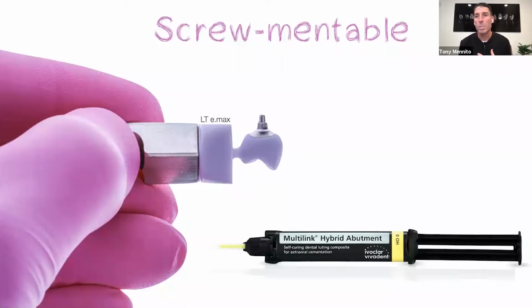When we have these, the responsibility of marrying the emax crown to the abutment falls on me as the dentist. So this Multilink hybrid abutment cement is my go-to. You can see the yellow stripe. It says HO, and HO is high opacity. So you basically have something that helps you to block out the metallic look. Because emax, even the low translucency emax, is a relatively translucent material, right? It's a glass ceramic. So sometimes, depending on the thickness of your crown, you need a little bit of help to block out that metallic look of the abutment. So the Multilink hybrid abutment cement works really, really well for that.